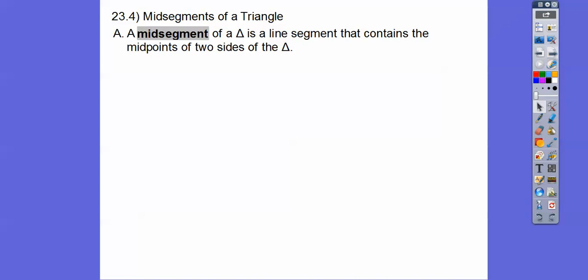You guys remember the midpoint formula? Sometimes you have to do that. Every triangle has 3 mid-segments because there are 3 sides, and so that means there are 3 midpoints, and so there are 3 mid-segments, okay?